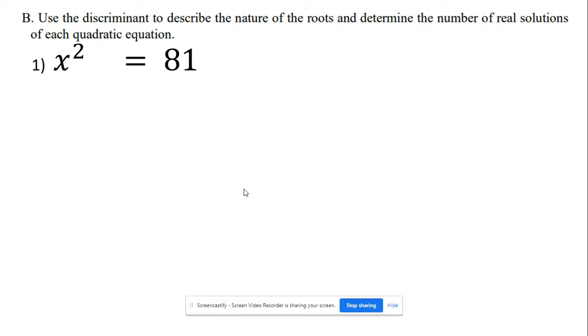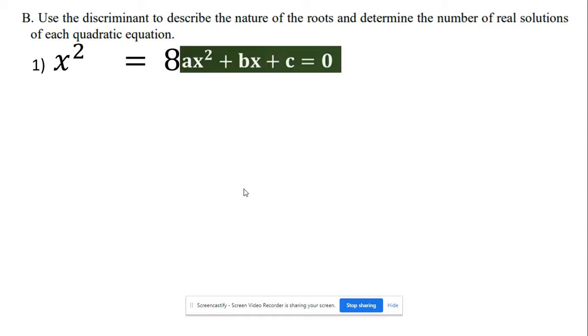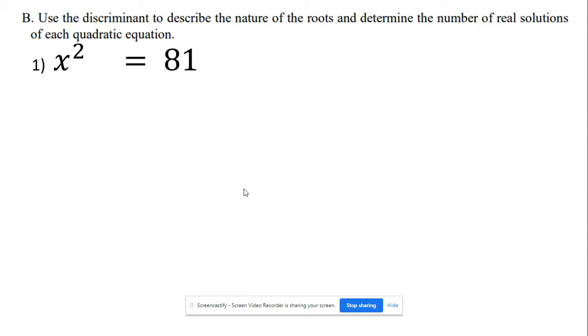First step, i-check kung ito ay nasa standard form na. Ang standard form of a quadratic equation is given by ax squared plus bx plus c equals 0. But, as you can see, wala pa siya sa ganong format. So, dapat gawin muna nating 0 ang right side of the equation. Paano mangyayari yon kung merong 81 dito? Tama. I-subtract natin ang 81.